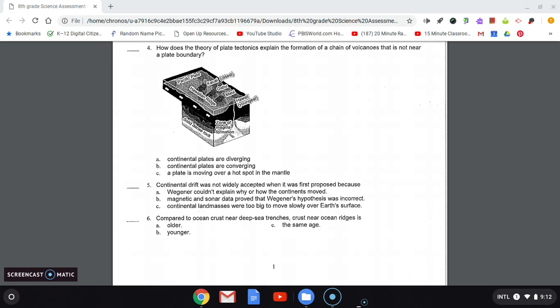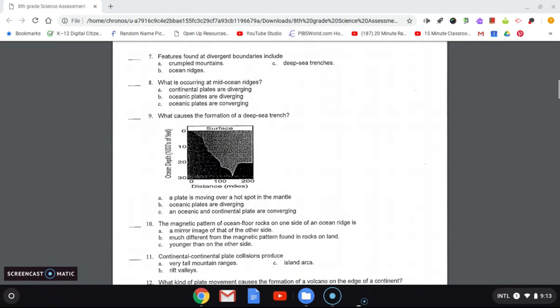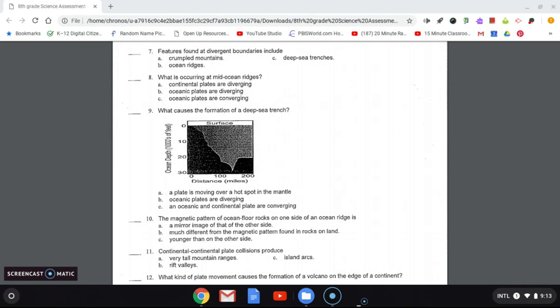Number 6, compared to ocean crust near deep sea trenches, crust near ocean ridges is A, older, B, younger, or C, the same? Number 7, features found at divergent boundaries include A, crumpled mountains, B, ocean ridges, or C, deep sea trenches.